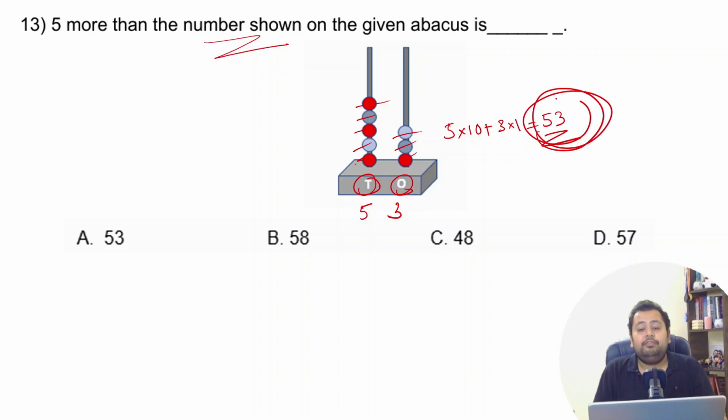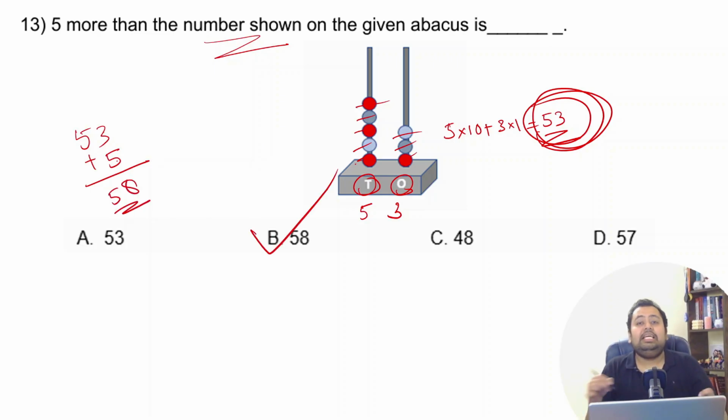Now 5 more than 53 is what? So 53 plus 5. If you do this, this will become 58, and option B is your correct answer. I hope you got it correct. If you did, give yourself a star.